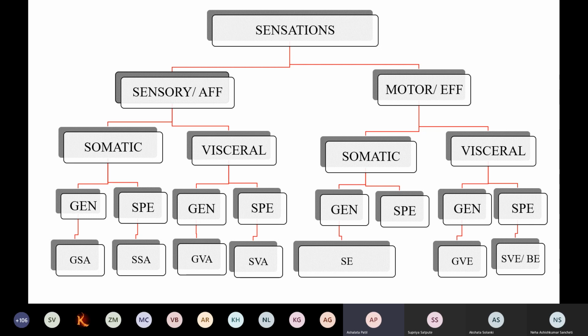So you can see there is general somatic afferent, then special somatic afferent, general visceral afferent, special visceral afferent. So there is no general or special in case of this efferent. So there is only somatic efferent in case of somatic. Then further visceral, again it is divided into general visceral efferent and special visceral efferent. So these are the 7 functional components of this cranial nerve.